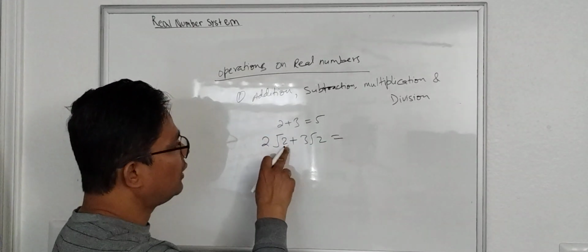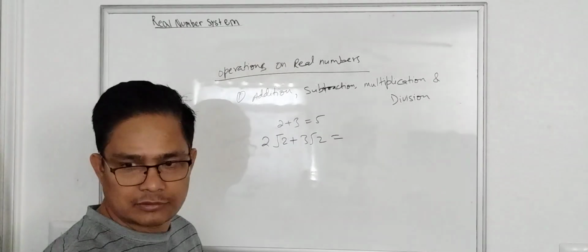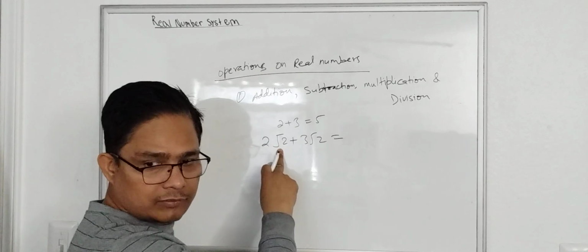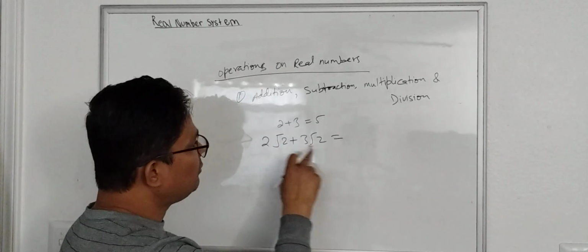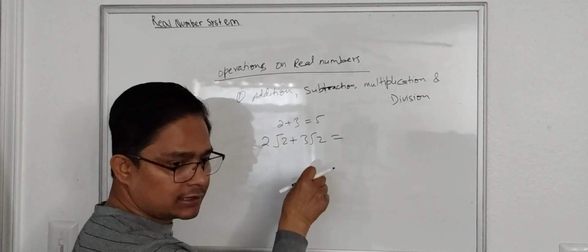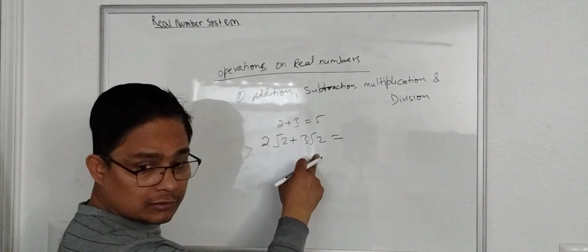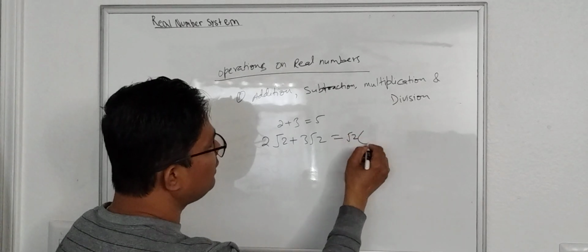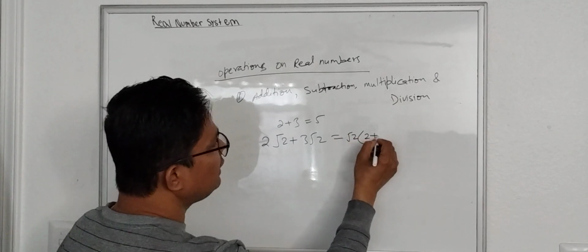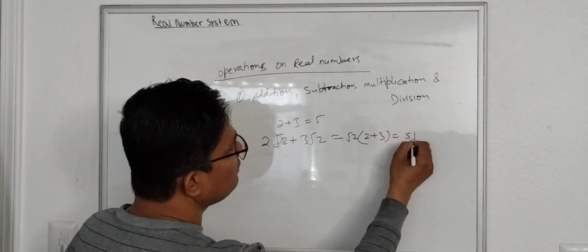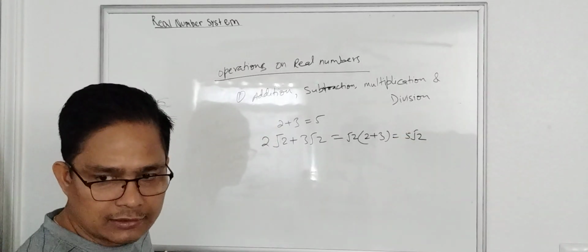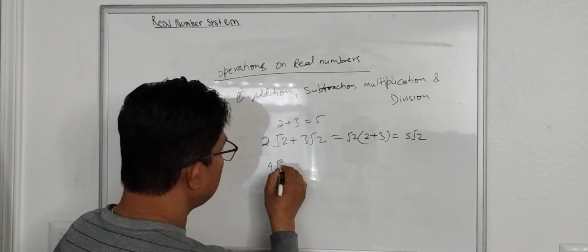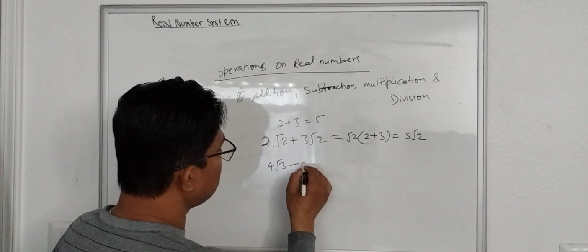If I have this 2 square root 2, 3 square root 2, okay? Either you can solve this by taking the value 1.414, multiplying that with 2, multiplying that with 3, and then taking the sum. Or you can keep this in the form of square root of 2. So square root of 2 will be common, and then 2 plus 3 will be 5. So 5 times square root of 2. And if you have something, let's say 4 square root of 3 minus square root of 9.